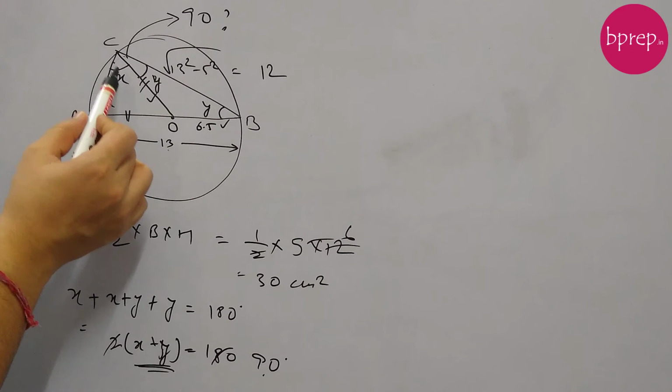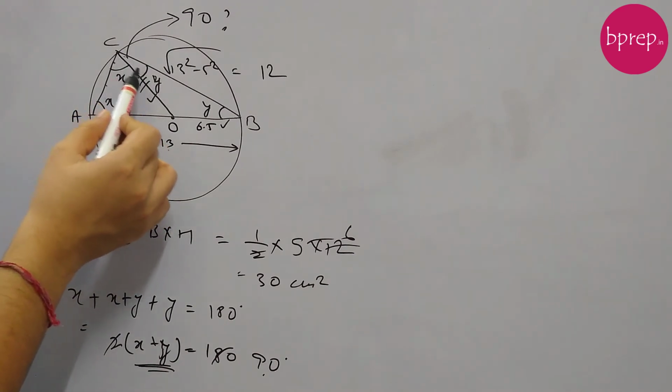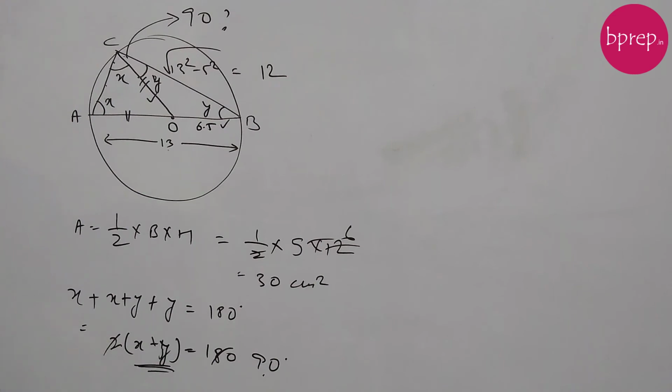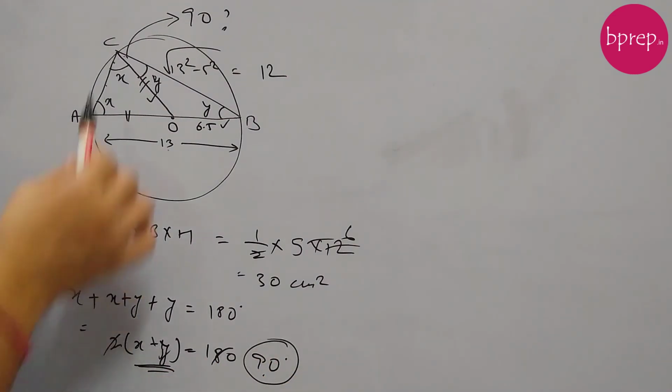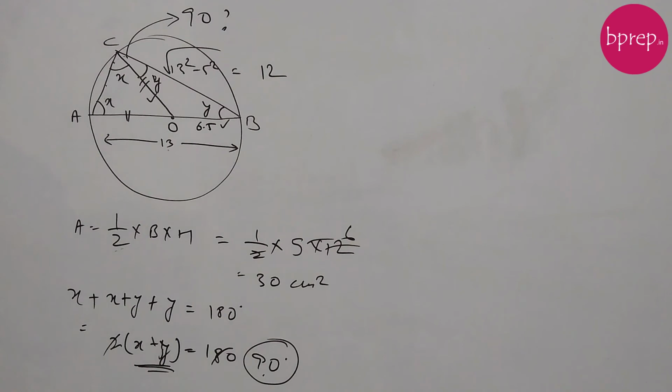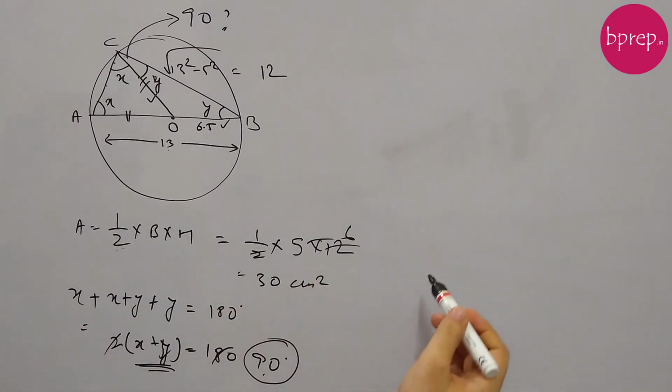So it is now proved that x plus y is nothing but the complete angle C. Okay, so hence angle C is 90 degree. If it is 90 degree, we can directly apply the area formula for a right angle triangle. Okay, and now in other forms I have seen questions related to this with a slight variation.